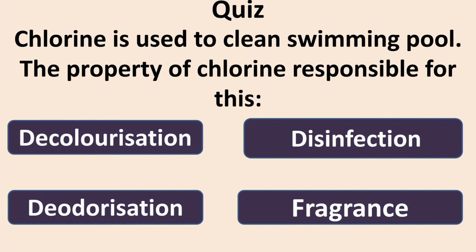Decolorization means if the water has any dirt or color, some brownish tint, it is removed. Next, disinfection means it kills the germs or microbes present in the water. Deodorization: if any bad smell is there, because chlorine has a particular pungent smell, it would deodorize. Or fragrance, to give a pleasant smell to the water. So, which is the answer? Think for yourself.